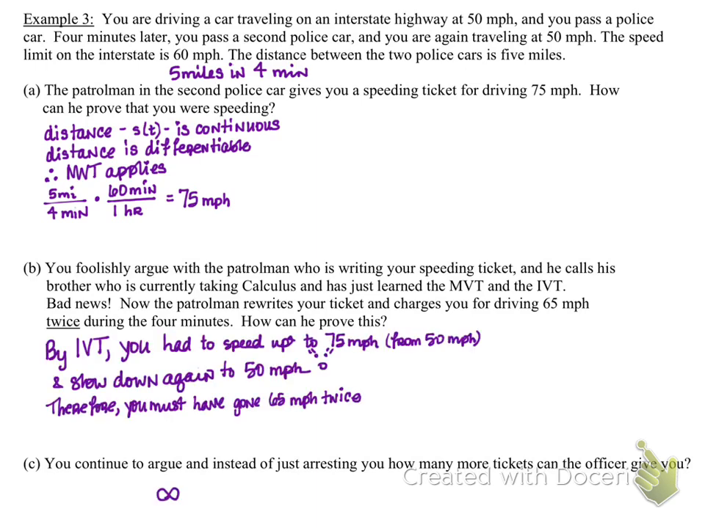Okay, if you're a real adult, you could continue arguing with the officer more and more, and the officer can actually give you infinitely many tickets because you had to have gone, what, I gotta look at the speed limit again. 60 miles per hour. So you had to have at some point gone 60.001 miles an hour, 60.1 miles an hour, 61 miles an hour, yada yada, you get the idea. So don't argue with the officer.